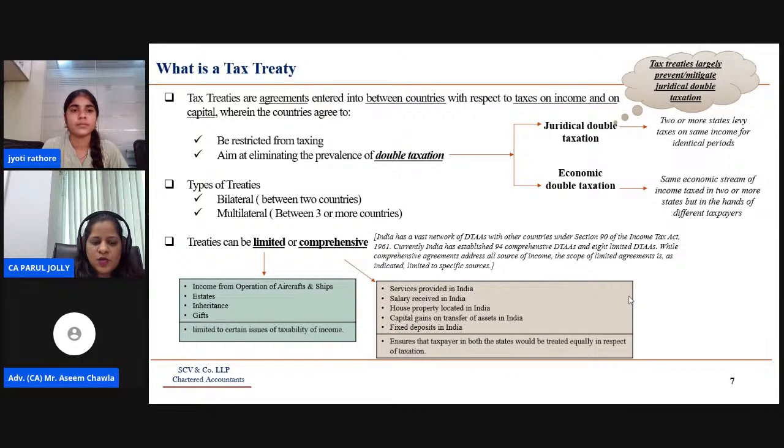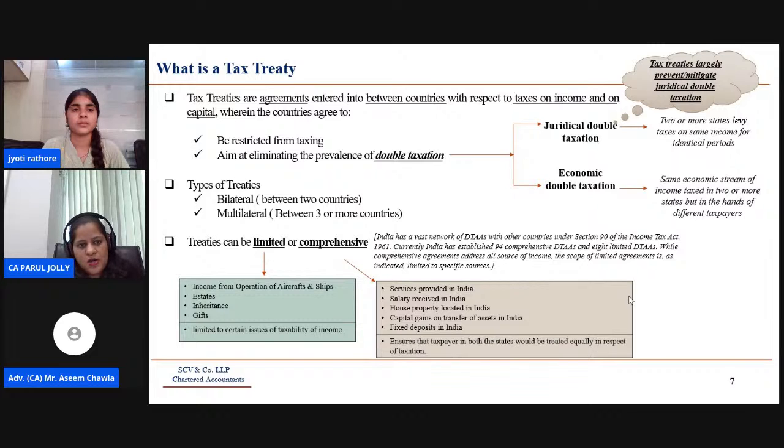So, the purpose is to regulate matters concerning tax. And if we see the technical definition, it is an agreement between countries. So a tax treaty is an agreement between two countries. It creates rights and obligations for those two jurisdictions only, and not for any third party, with respect to taxes on income and on capital, wherein the countries agree to be restricted from taxing.